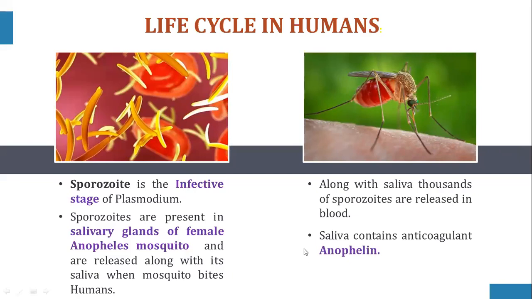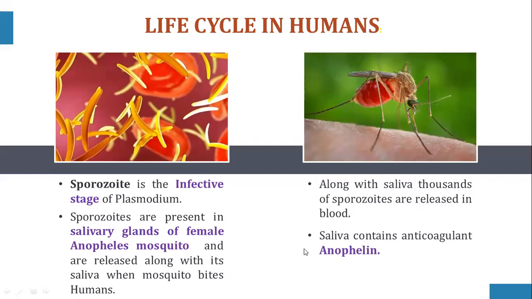Remember, any mosquito, when it bites the skin, knows that the blood will get solidified. This is called coagulation. So every mosquito, before biting, adds a chemical called an anticoagulant. Here, the Anopheles mosquito's chemical is called anaphylin. This ensures that blood does not get solidified when it is drinking the blood meal. This makes things easier for the sporozoites to move into the blood.